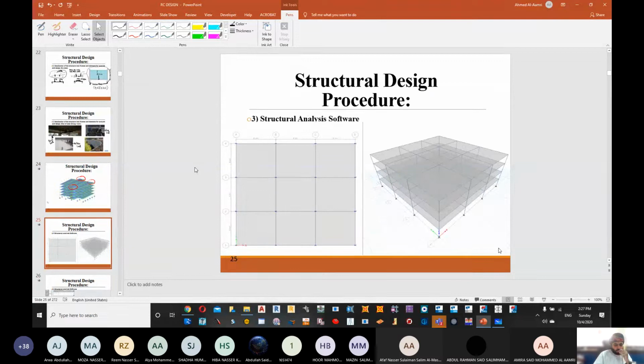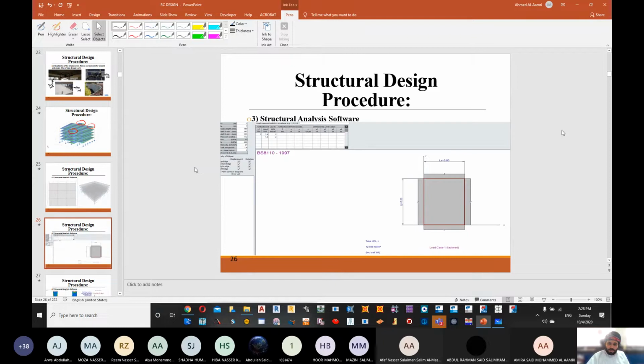Another software that can be used is ETABS. We have ETABS and SAFE. They are from the company CSI. So that's another strong structural software available in the market. And this is an illustration of a 3D and a 2D. This is the plan, and this is the 3D.